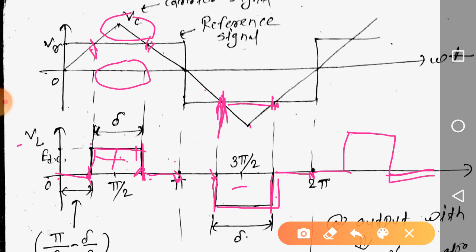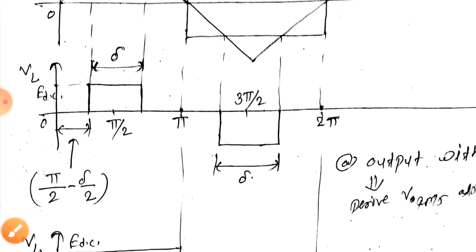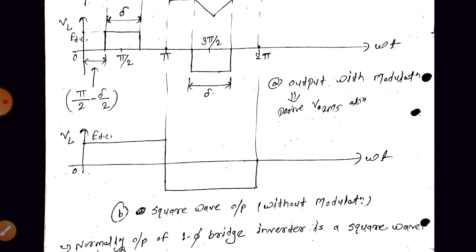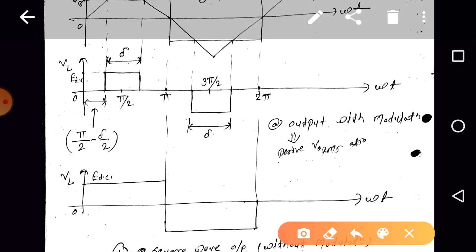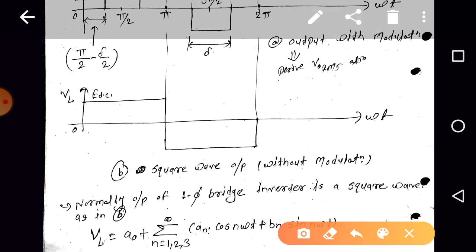Whatever we have discussed so far, that is the output voltage of the half bridge inverter and the output voltage of the full bridge inverter, those were square waves, right? I have drawn those waveforms here. So here it is the output voltage with a modulation, right?